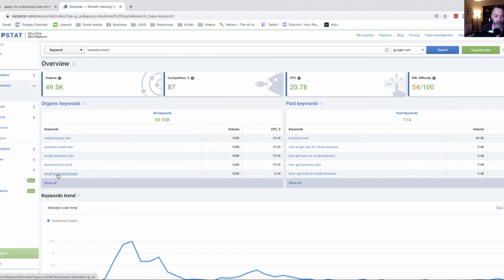Now, here we go, small businesses loans. Now that's not grammatically correct. If you're an English speaker, it's small business loans, not businesses loans. But look, the same thing here. Look at this. This is shocking. 165,000 people looking for it, and to get a click is only 54 cents. Wouldn't that be a great place to run some ads and see how they perform? I could show all right here, and it would show you all these organic keywords that I'm finding that would give me ideas for online ads I can run.